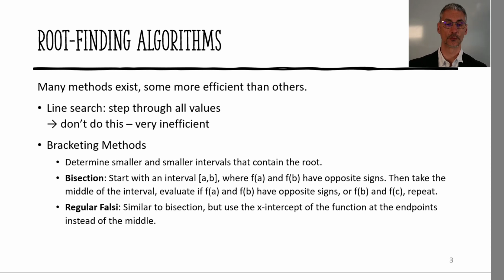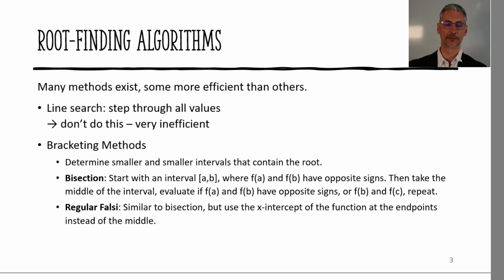One method is called bisection. We start with an interval AB and evaluate f(a) and f(b) at these borders of the interval and see if they have the opposite sign. If yes, then we take the middle of the interval and so on, and modify our interval, making it closer and closer by always going into the middle of the interval and seeing if the root of the function, i.e. if the function has the opposite sign on either end of the smaller and smaller interval, is contained within those interval borders.